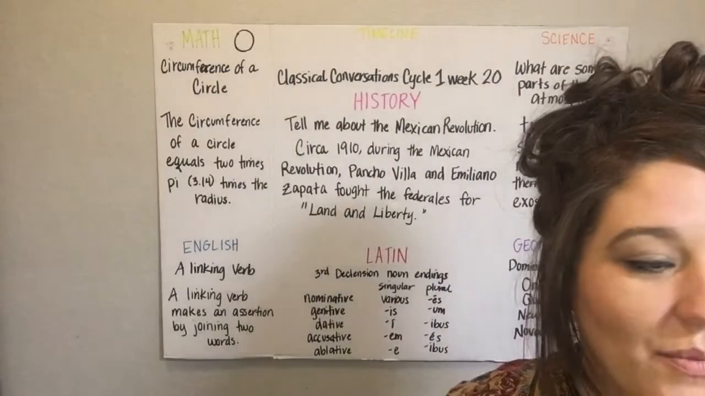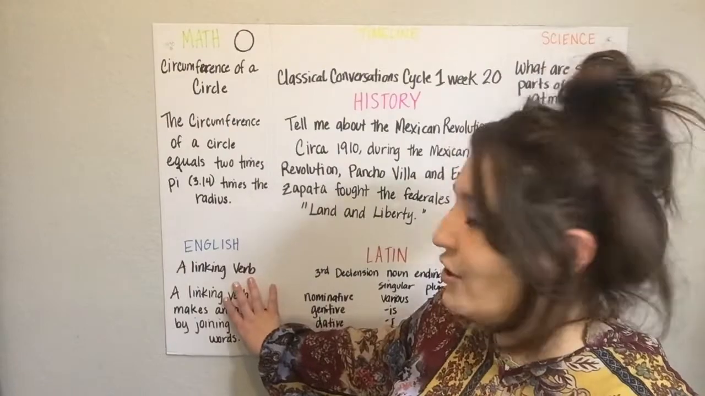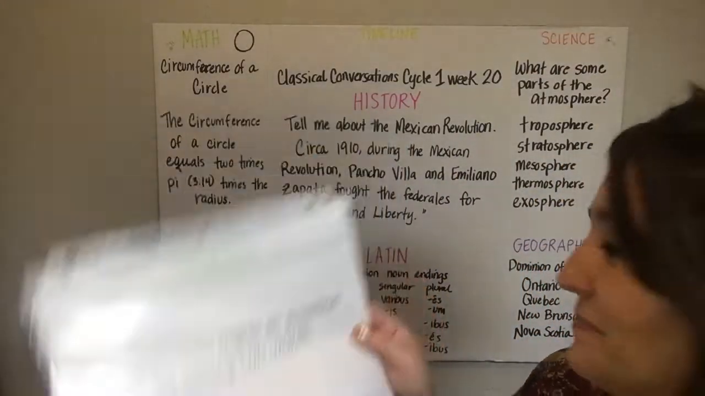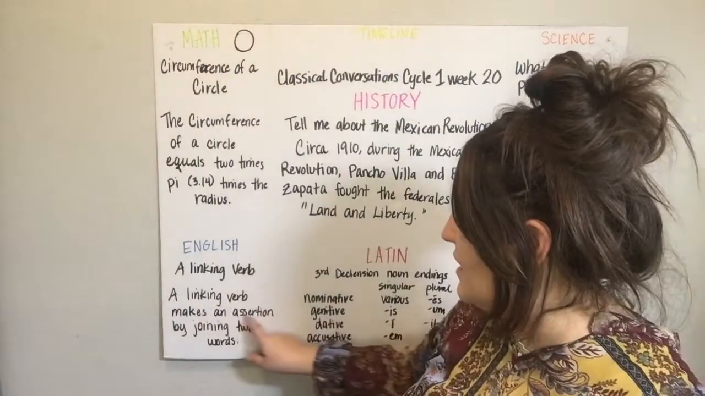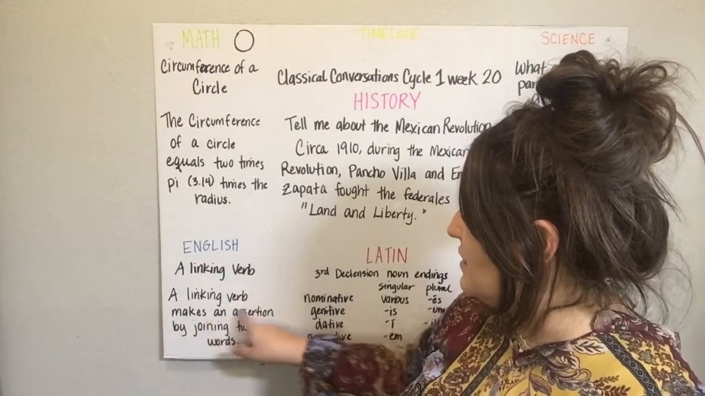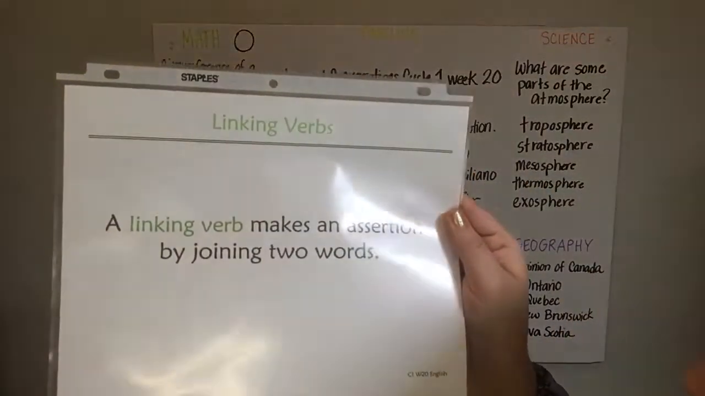Then we went ahead and we moved on to our English. And our English is linking verbs. We had our linking verbs, and this is to the Ants Go Marching In. A linking verb makes an assertion by joining two words. And this is linking verbs.